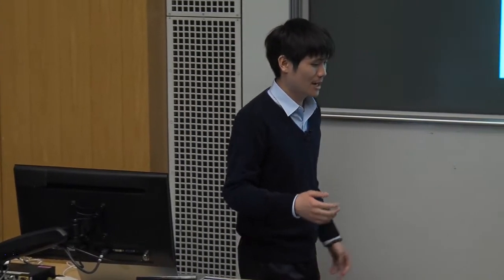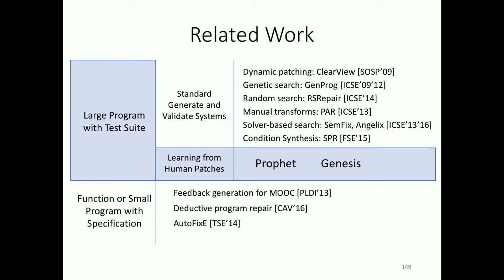So here is a summary table that summarizes my work of Prophet and Genesis in the context of related work. Automatic patch generation has been an active research topic in the software engineering and programming language communities. The main difference between our work and other works focusing on fixing large programs is that we treat test cases as just one source of information, and we learn additional information from past human patches and use it to guide the patch generation process. Prophet and Genesis are the first systems operating with this new perspective, and we are happy that now more people are following this direction to build patch generation tools.